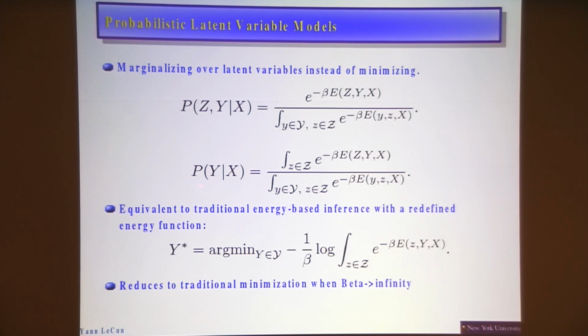Basically, p of y given x is just e to the minus beta times the free energy, divided by the integral over y of e to the minus beta times the free energy. If you plug this into that, you see that everything cancels out, and you get this. And the minimization process I was telling you about before, where we minimize over z, is just a special case of this, where beta goes to infinity. It's the limit of this when beta goes to infinity.